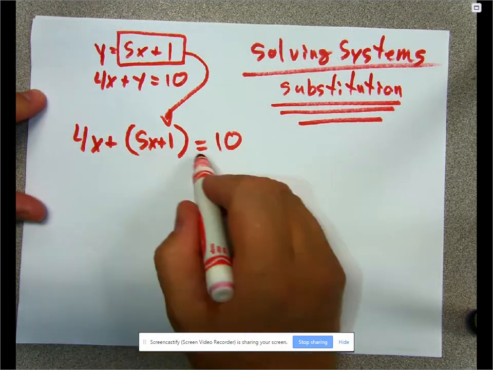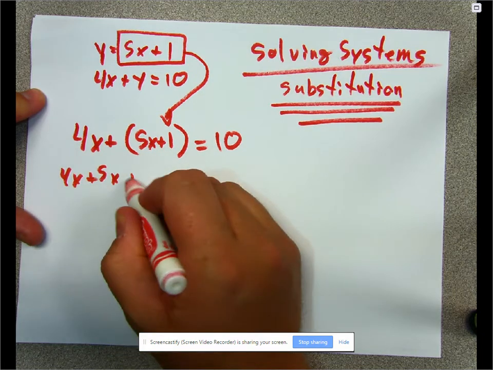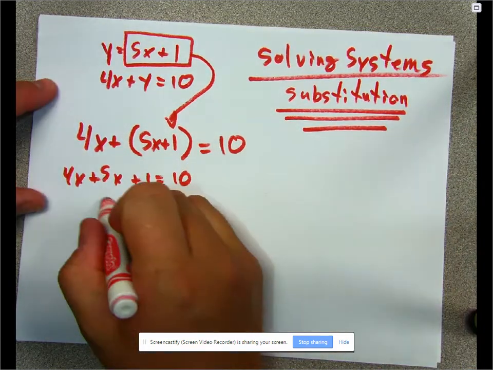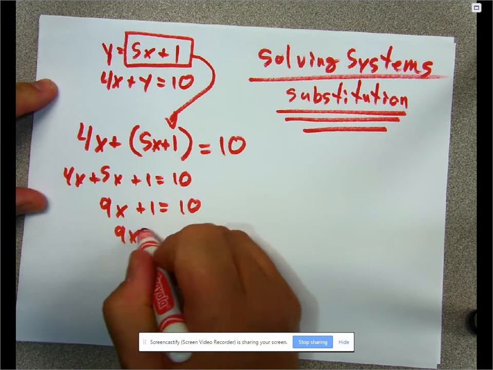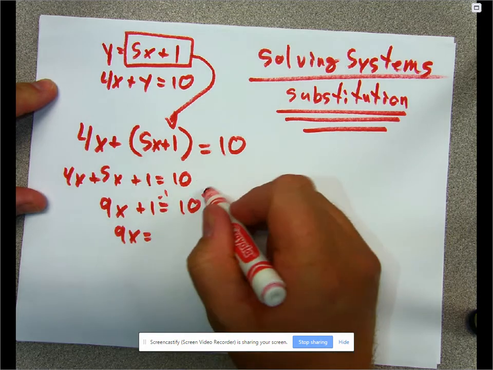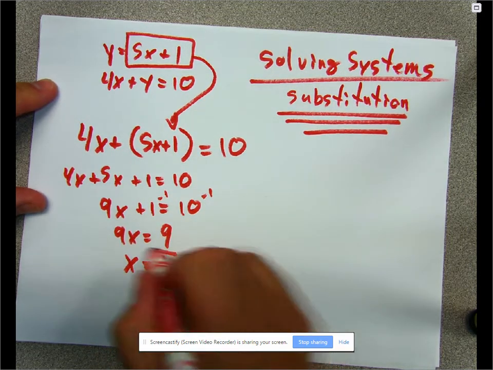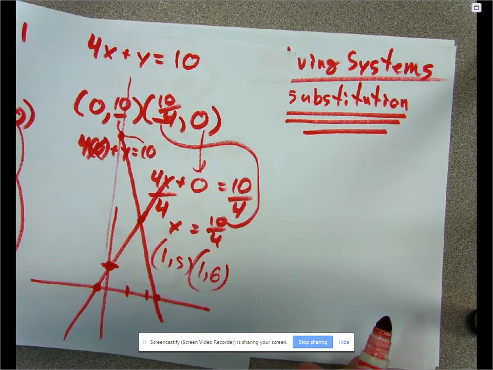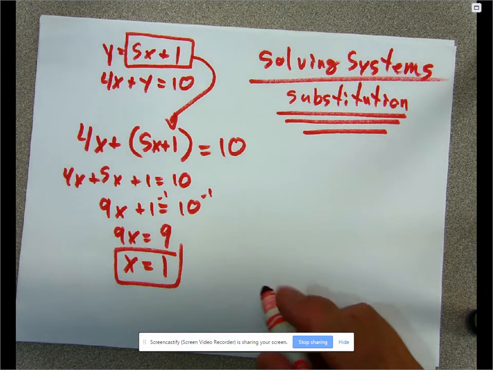So if I have this, I can say 4x plus (5x plus 1) equals 10, because there's nothing outside the parentheses, that means they're still necessary. I have 9x plus 1 equals 10. So 9x equals, well, subtract 1, 9. So x equals 1. Well, that's kind of nice because that's about what we got when we did the graphing method. The two methods ought to have the same answer if you've done them correctly.